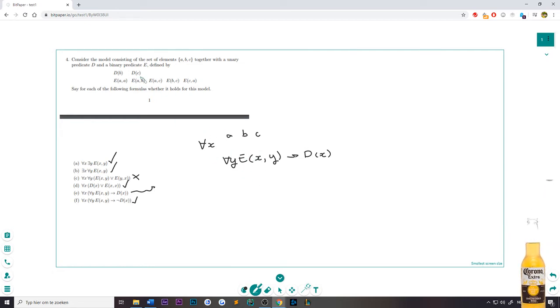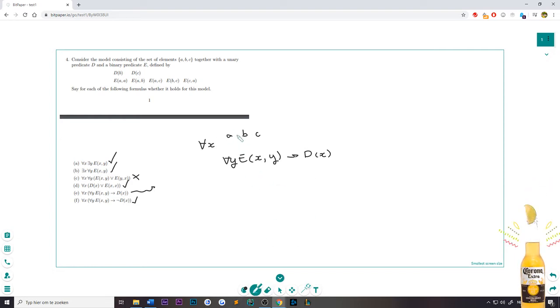Right, and so similarly for C, well, the only combination for C that we can make is C with A, right? And so it implies that if CA, then we also have DC. Which in fact also exists up here, right? So that also works.